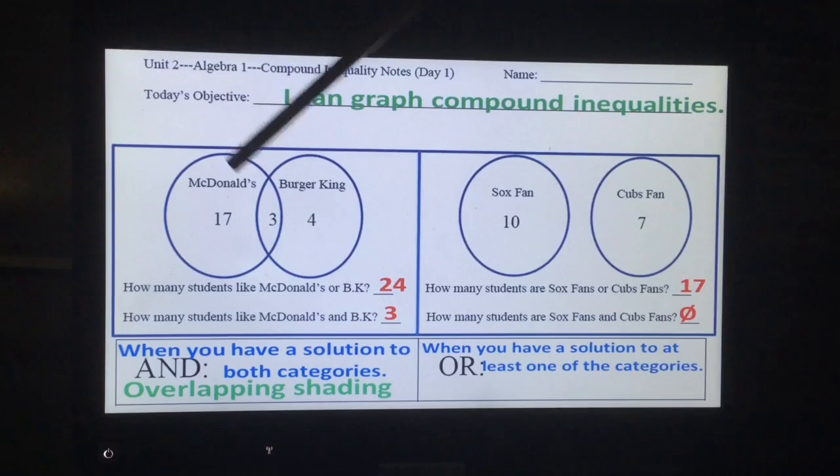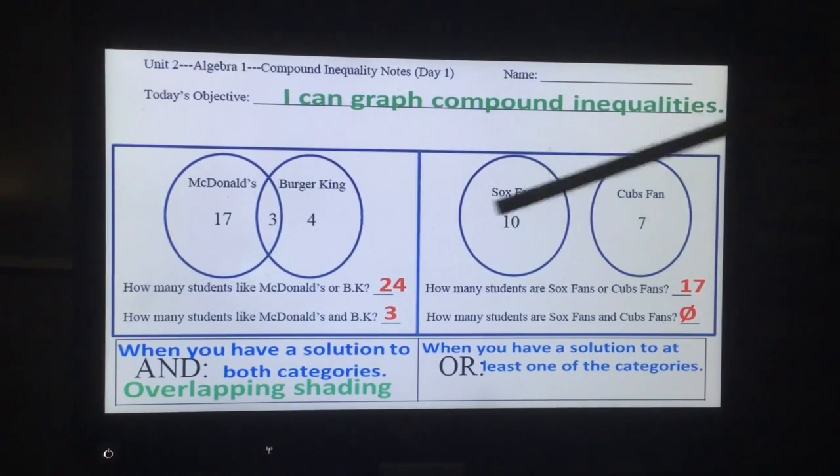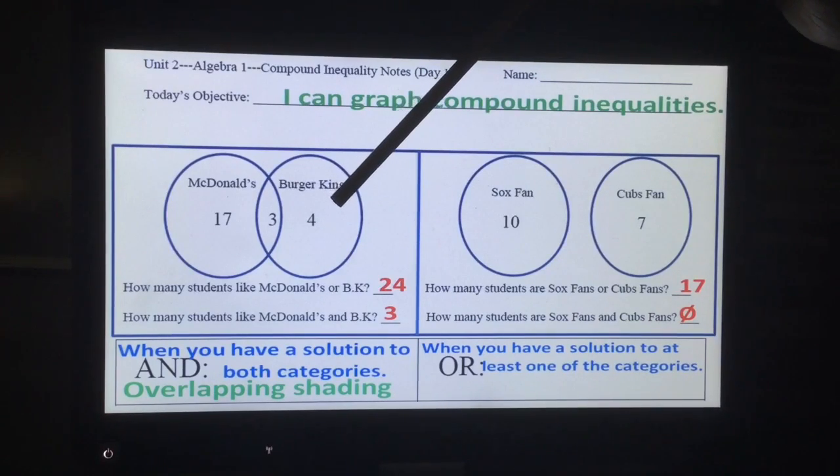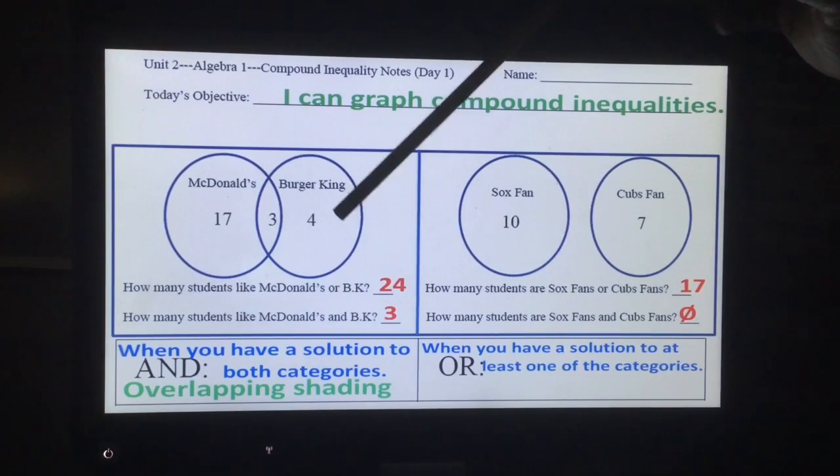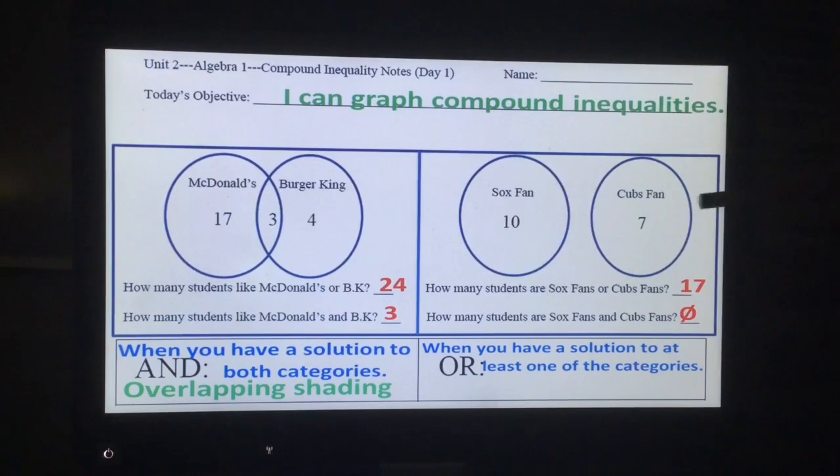So again, everyone here said yes when I used the word or. Over here, do you like McDonald's or Burger King? They say yes, because they like Burger King. Over here, are you a Sox or Cubs fan? They'd say yes, because they're a Cubs fan. So that included every number that's on here.